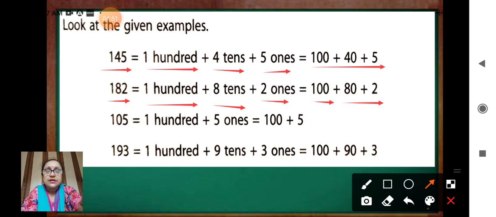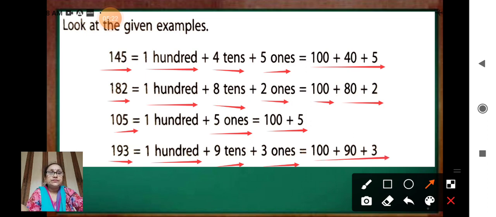Now similarly like this, 105. Okay, 100 and 0 in tens place, it is 0 means nothing, and plus 5 ones, 100 plus 5. 193: 100, this 9 is 9 tens, that is 90, 9 tens plus 3 ones, 100 plus 90 plus 3. Okay, we have expanded the number. We can write like this.